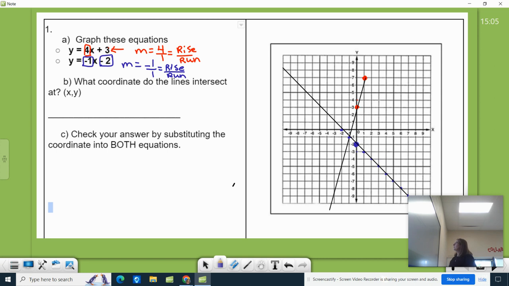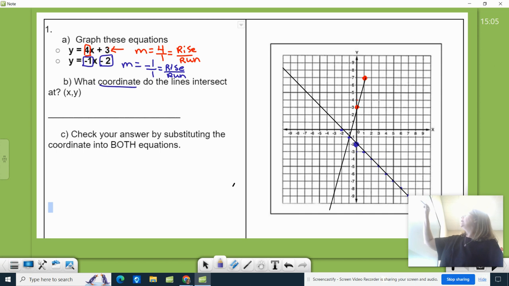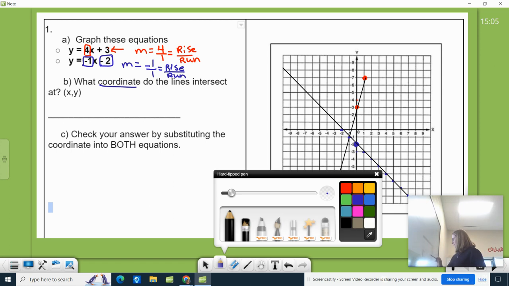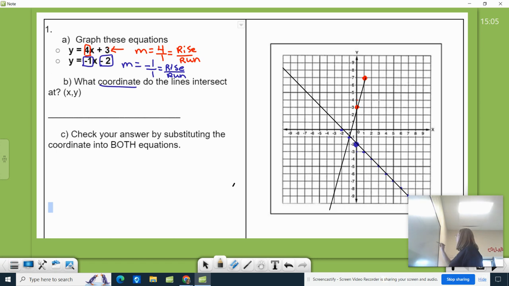Okay. And what you want to look for is the coordinate place, the coordinate that the lines intersect. So that's called the solution for the system of equations. So looking at our graph, they connect right here at negative 1, comma, negative 1. Okay. So that is the solution for our system of equations.